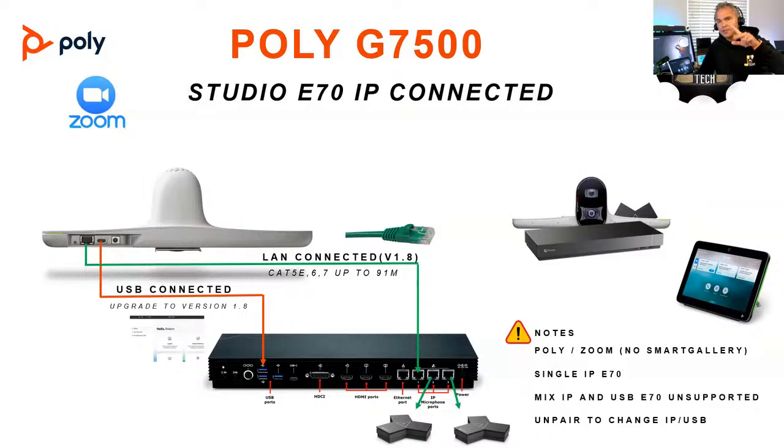So don't connect them both. Just use IP. If you want to go back to USB, just go in the web UI, say unpair, just like you do with the TC8 and the TC10, and then the USB cable will be enabled again, and then you can use USB. But I really recommend to start playing around with this because there's going to happen a lot more in this area. So really, really exciting.